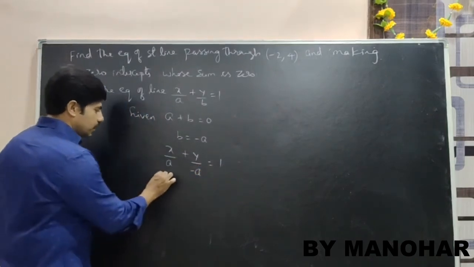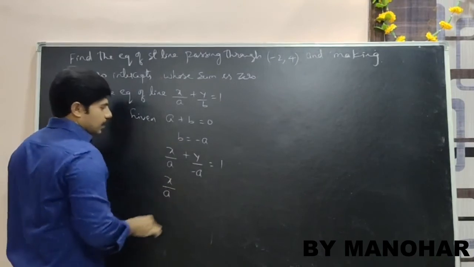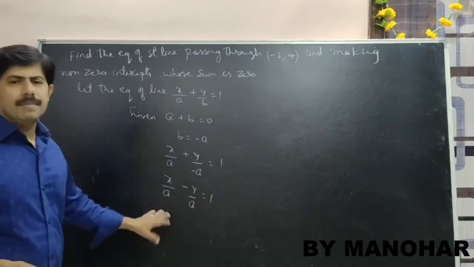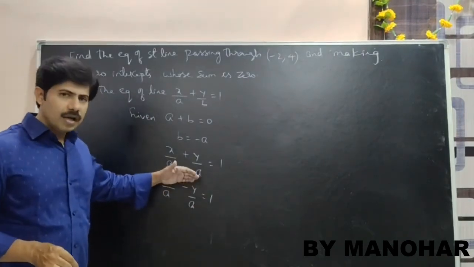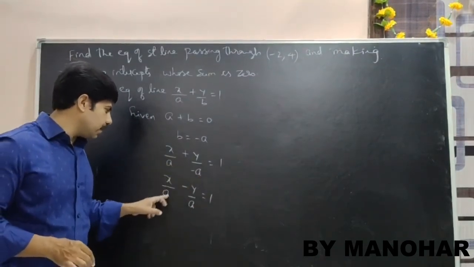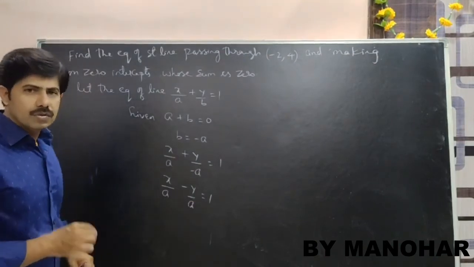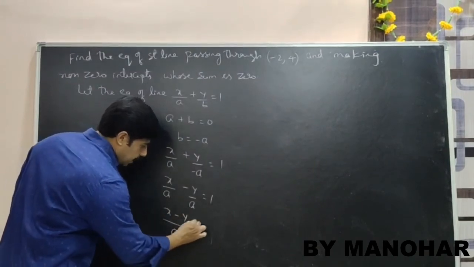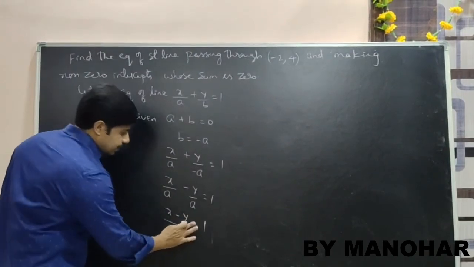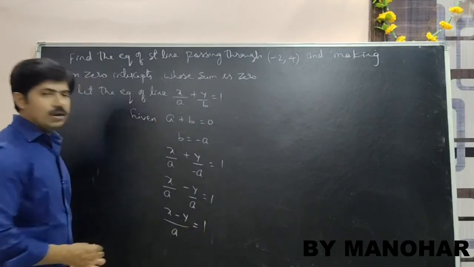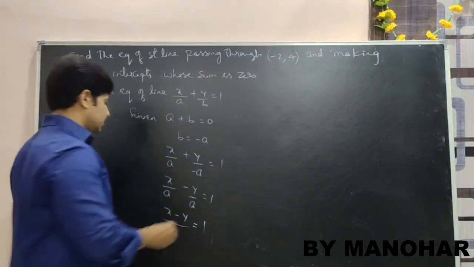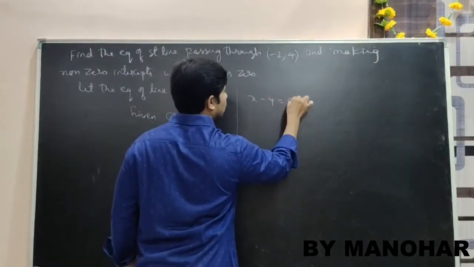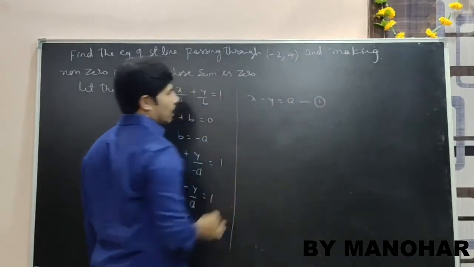So the next step, what I'll do is x by a minus y by a is equal to 1. See that you have the same denominators. Here a and minus a is there. I'll just write it as the same denominators. X by a minus y by a is equal to 1. So now what I'll do is x minus y by a is equal to 1. Now just cross multiply that a. So what will we get if I cross multiply? X minus y is equal to a. Put it as equation 1.